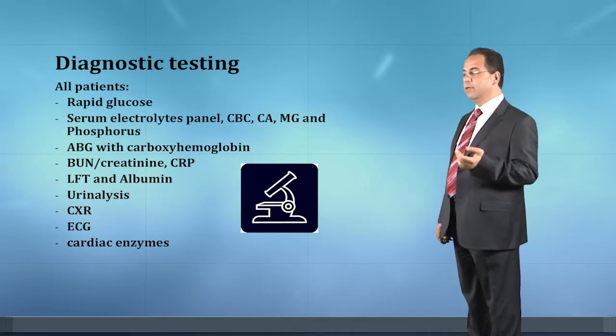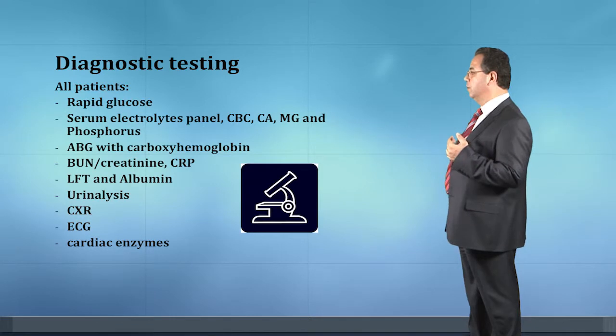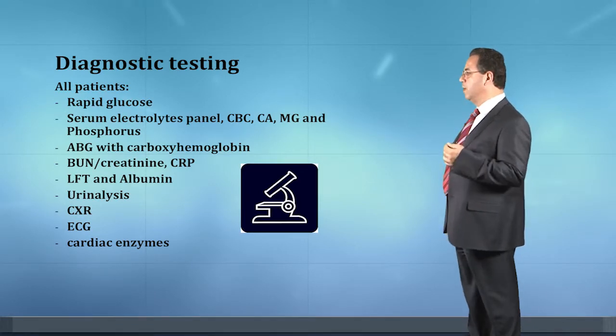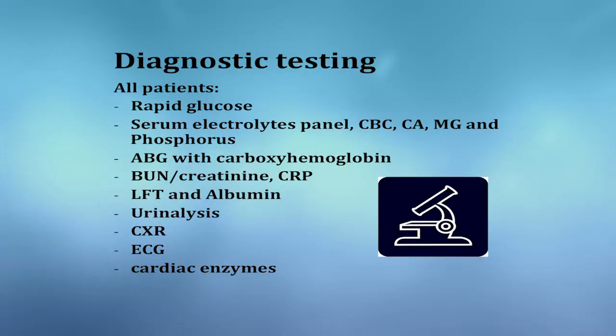Check blood gas, and if there's any suspicion of carbon monoxide poisoning, you order a carboxyhemoglobin level. You obviously need to obtain kidney functions, CRP, liver function test, albumin level, urinalysis and chest X-ray to rule out infectious etiologies. And ECG and cardiac enzymes are also a must.